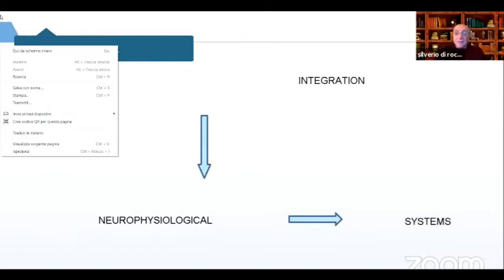Integration is a very, very important word in our school and in our protocol. Integration, we mean neurophysiological integration of the systems. We have to integrate the systems that are connected neurophysiologically. We cannot act only on one part of the body. It is impossible. All the body is connected. All the body is in relation. And it's very important to understand this relationship just to treat our patient.